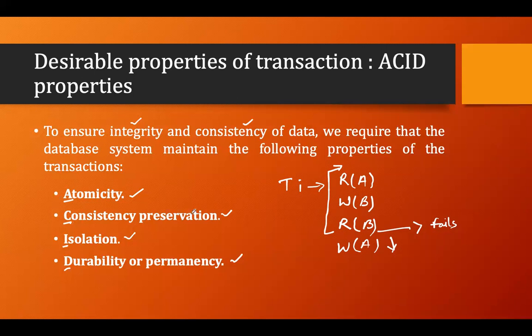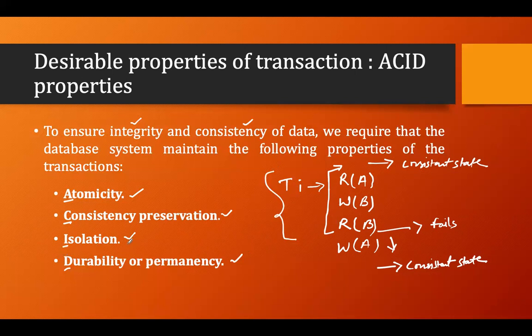Second is consistency preservation. It says that when we start the transaction Ti, if my database is in a consistent state at that particular time, then after the transaction Ti is done, my database should be in a consistent state. If it is not, then this transaction will not be performed. Getting it? So consistency preservation tells about this.